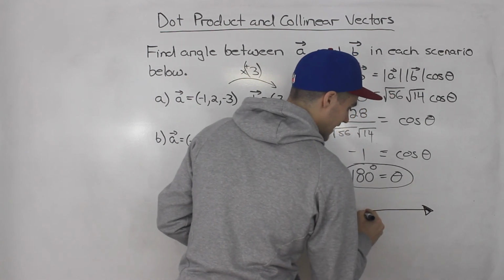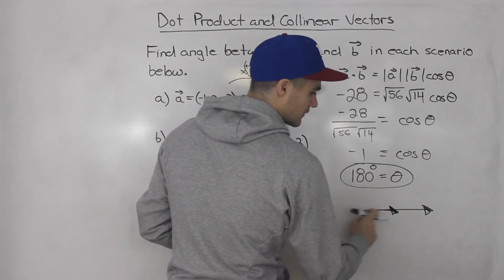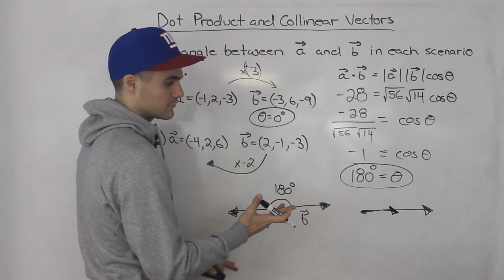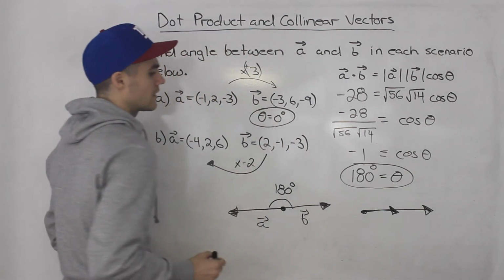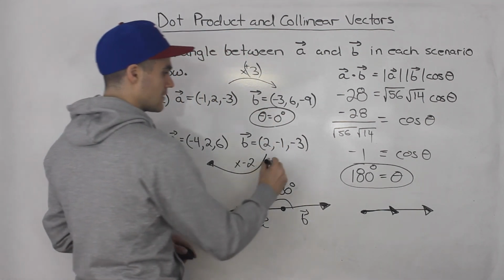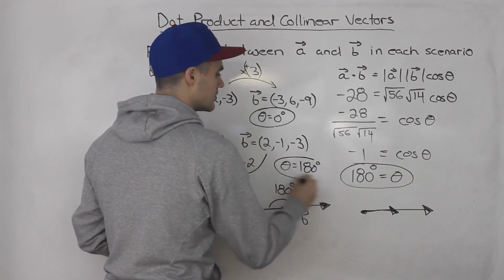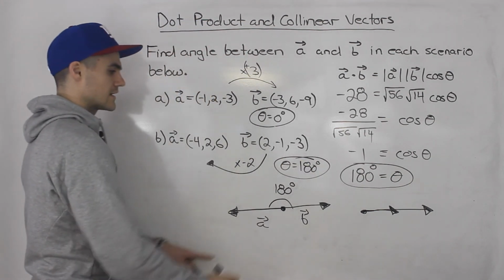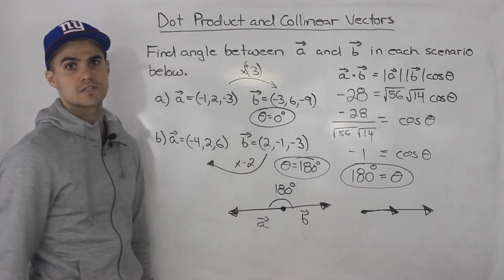And so if you attach them tail to tail, you'll have the smaller vector and then the larger vector, right on top of each other, and so there's no angle in between them. It's 0 degrees like we got in part A. But the angle in part B was 180 degrees. And again, that's because the collinear vectors were going in the exact opposite direction.